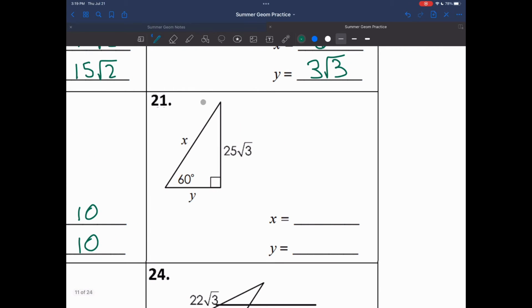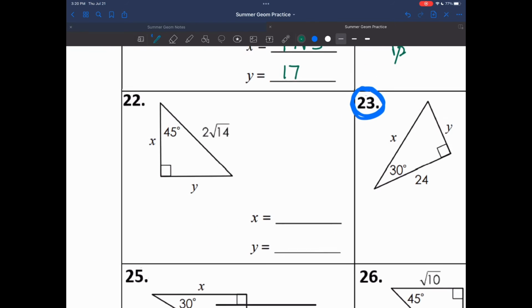Okay, 21, we have another 30, 60, 90. Now this one, they give me the long leg. So sadly, right, because these are always the most challenging ones. But this one's not too bad. We want to take that long leg, pull it out to the side. So 25 square root 3 and work backwards. So to go in reverse to get our short leg, we divide it by the square root of 3. But those square root 3's cancel out, and I'm just left with 25. So that is my short leg. So my y variable is 25. And now that I have that, I can double it always to get my hypotenuse. So x is going to equal 50.